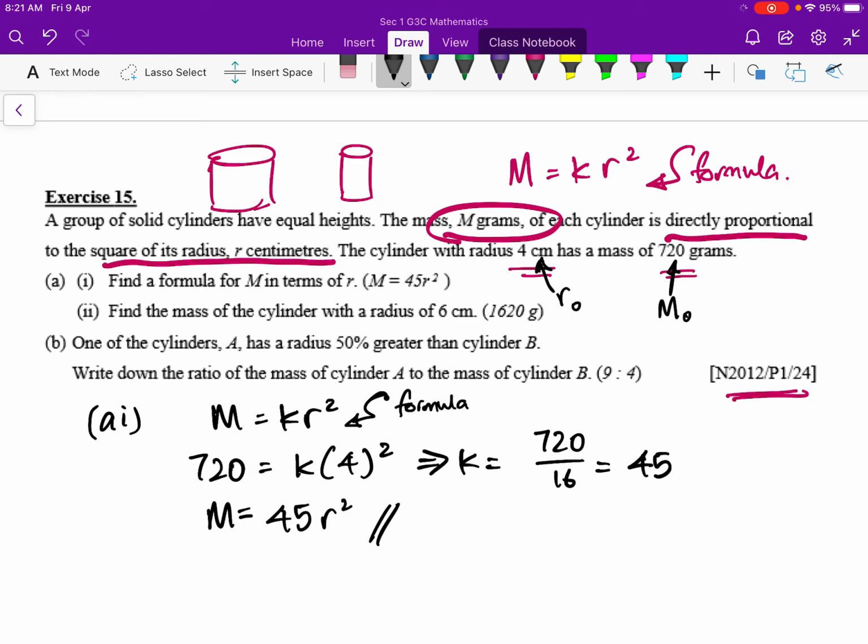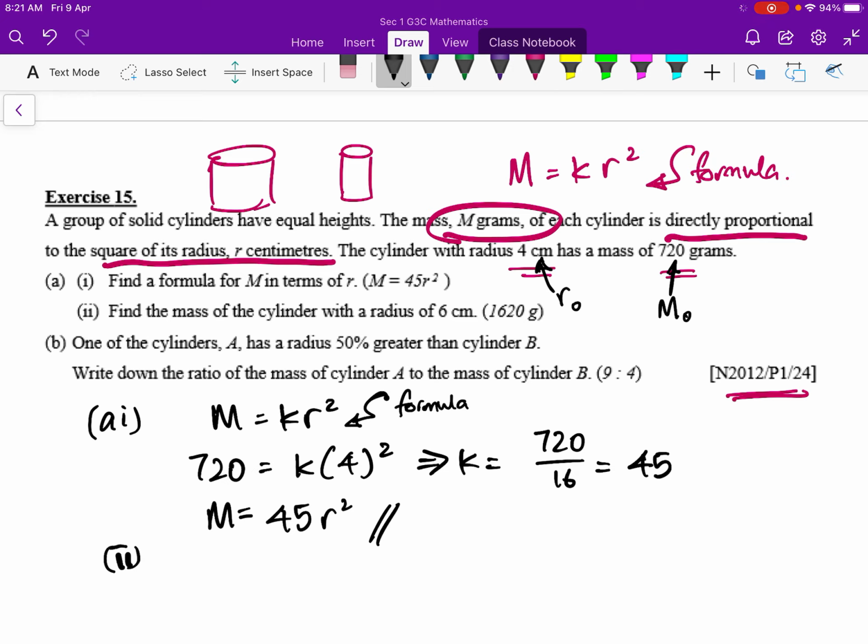Okay, you cannot just expect to write M equals KR squared. Yeah, you get your 1-2 marks. Not as simple as that. You need to tell me the value of K, which can be found by substituting the value of R0 and M0. Then in part 2, find the mass of a cylinder with a radius of 6 cm.